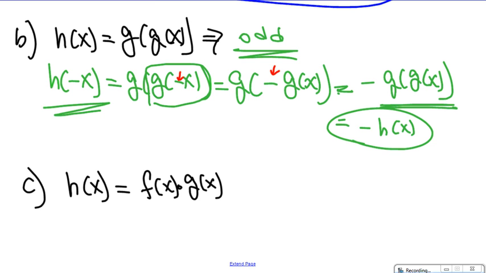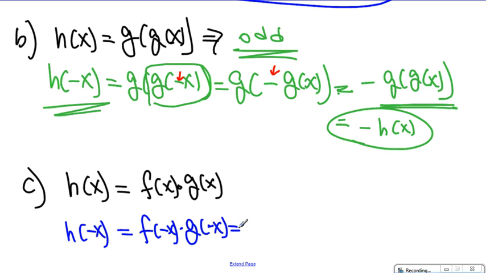To test this one, once again, what we like to do is plug in negative x in place of x. So h of negative x. What is this, in fact, equal to? Then we have f of negative x times g of negative x. But if you remember, how does function f behave? Since this is an even function, when you plug in a negative sign, this will be unaffected. It simply becomes f of x.